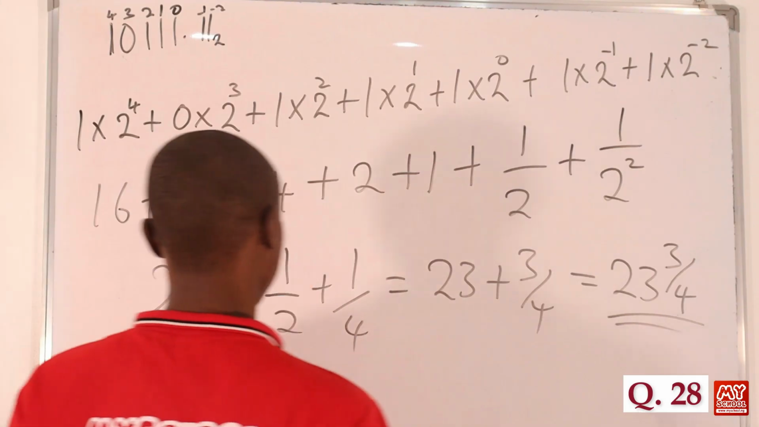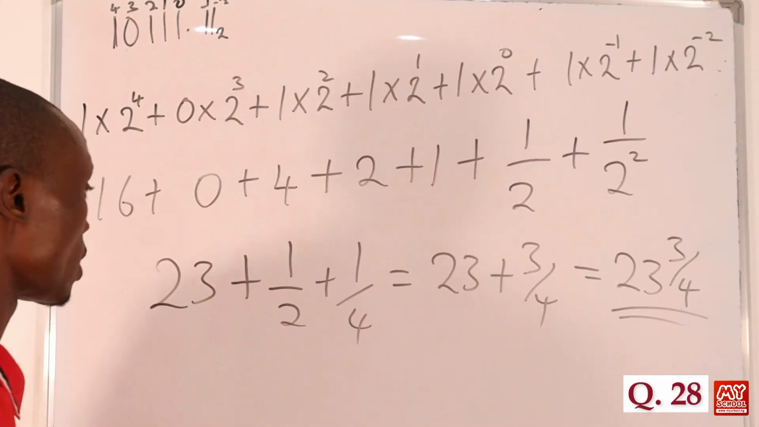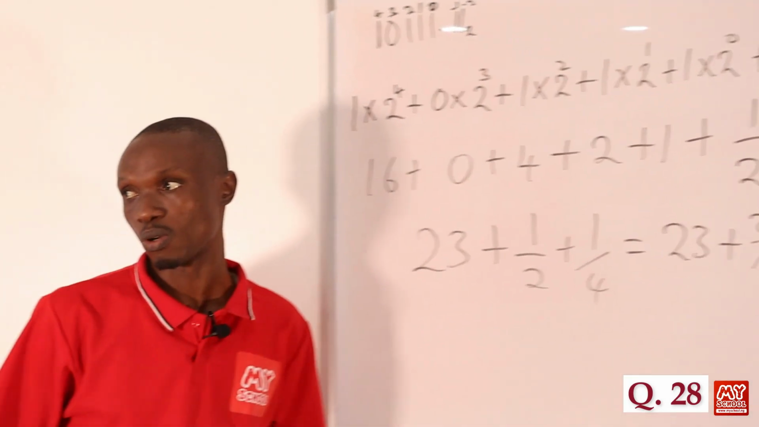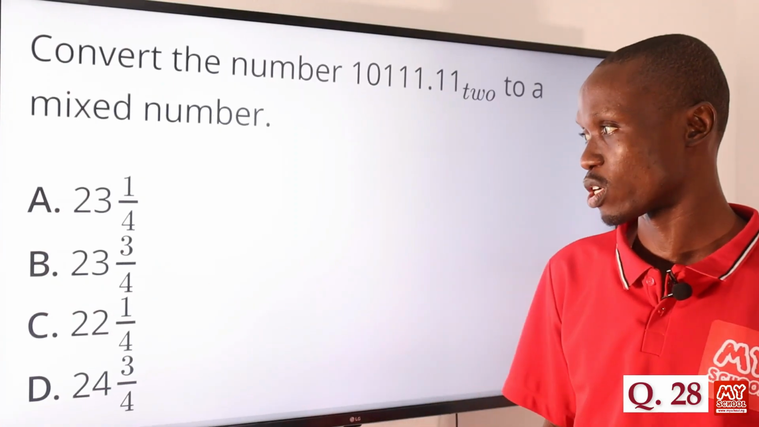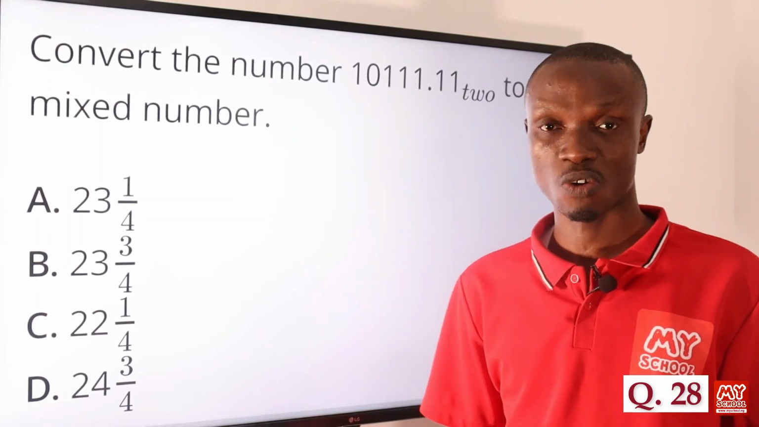Okay, so let's return back to the screen to choose the correct answer to this question. From our calculation, we got 23 whole number 3 over 4, and that makes option B the correct answer to this question. 23 whole number 3 over 4.